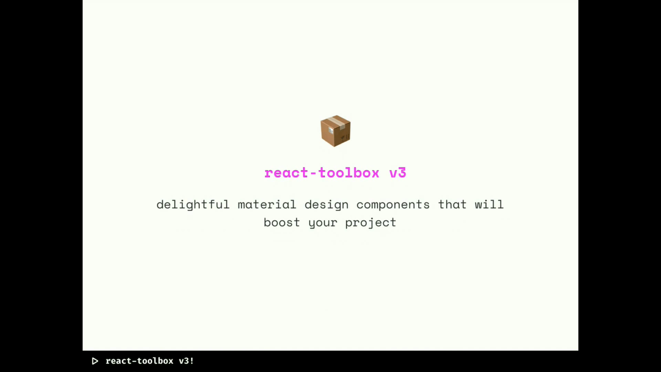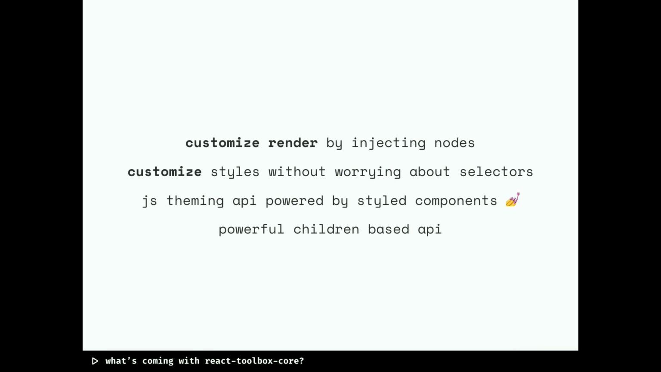Right? So finally, I want to release a third version of React Toolbox, hopefully, which is going to be like a material design distribution of components that are going to consume React Toolbox Core internally. And I'm planning to change all the design flaws that we saw, like customizing rendering. You can customize rendering by injecting nodes. You can customize styles with the strategy that we saw without worrying about selectors, just passing objects.